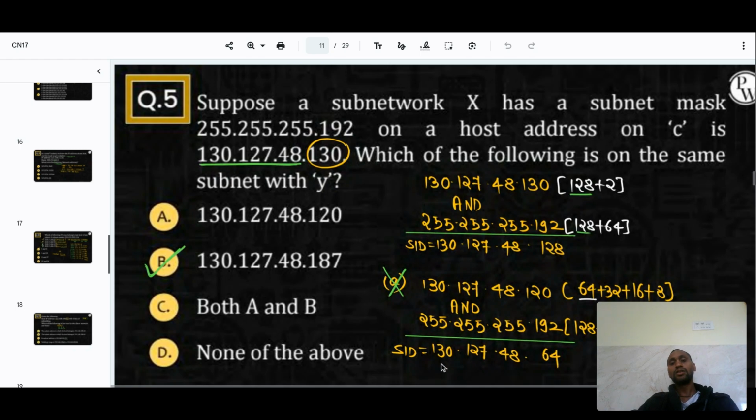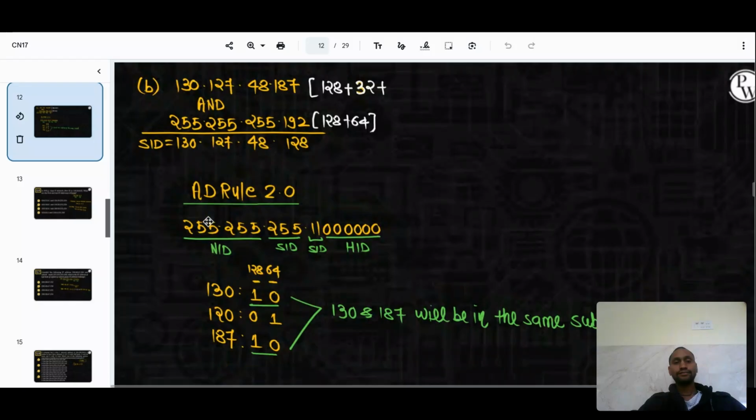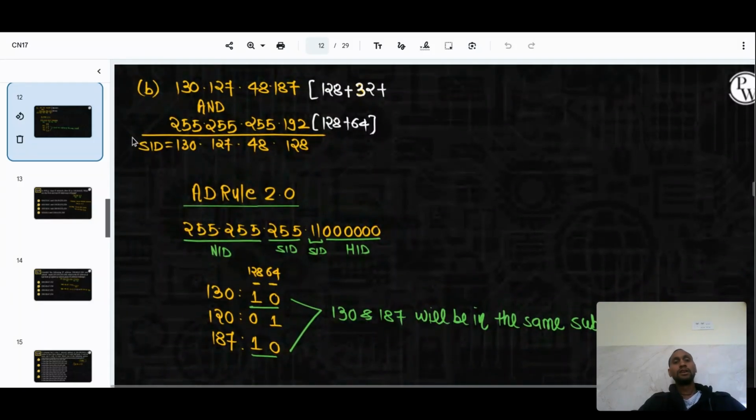AND with the subnet mask given in the question, so that is 64. 64 is not the same as 128, so option A is incorrect. Option B: take the AND with the subnet mask. So this is the subnet ID. Then you can easily find it. So this is the match, and option B is correct.